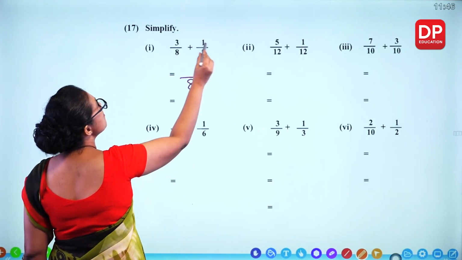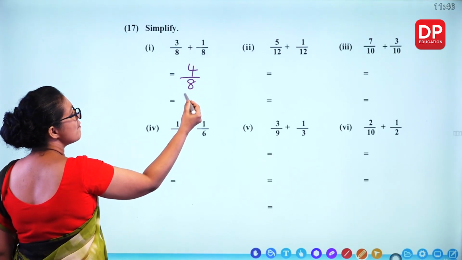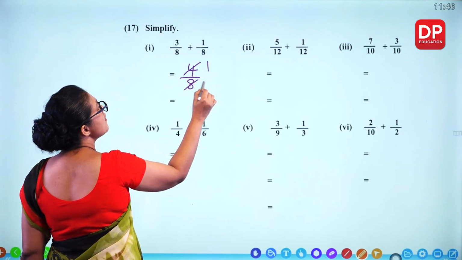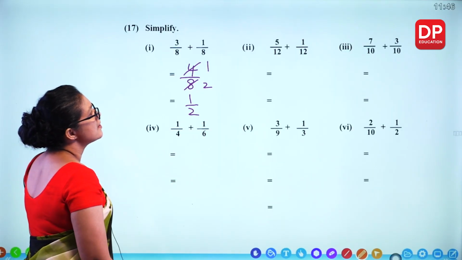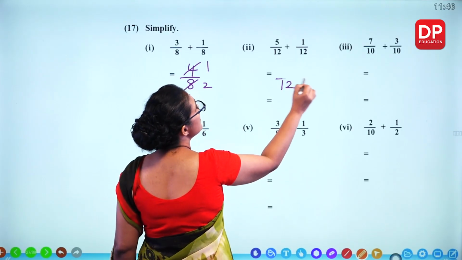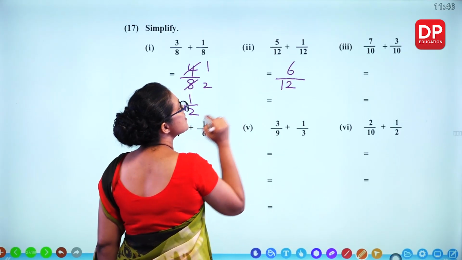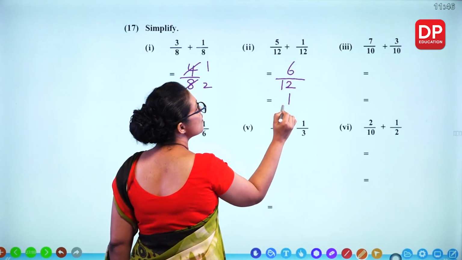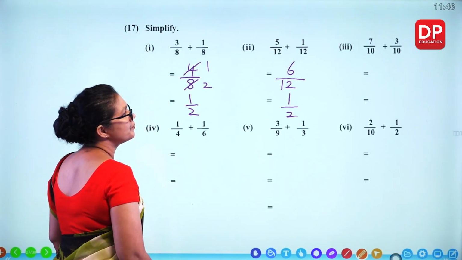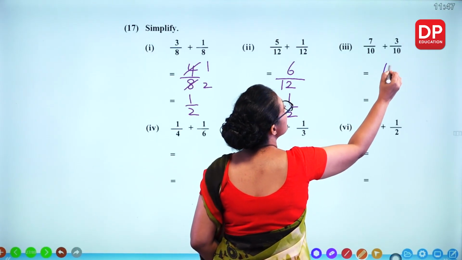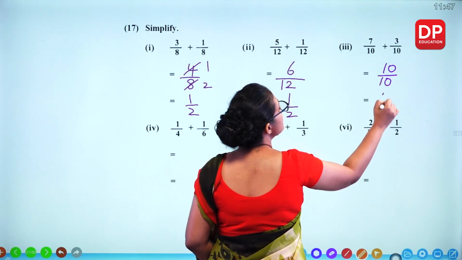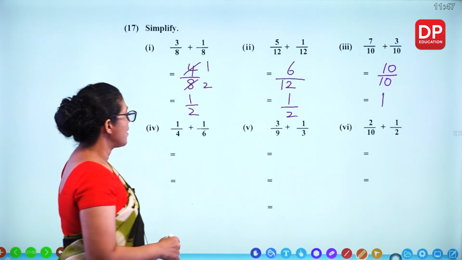8, 3 plus 1, 4. Simplify. 4 times 1 and 4 times 2, you can write half. This one same denominator, 5 plus 1, 6. Divide by 6, you get 1 and 2. This is 7 plus 3, 10. 10 divided by 10, you get 1.